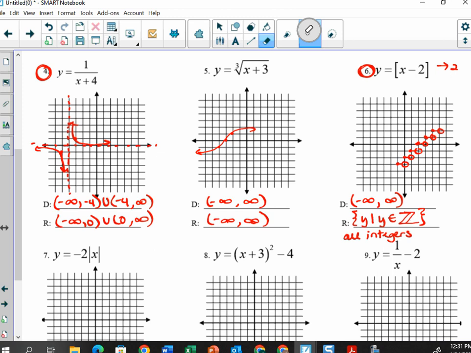Domain, negative infinity to -4, -4 to infinity. Range, you're skipping over 0. So negative infinity to 0, 0 to infinity. Yeah. So guys, 6, that's just the step function shifted right 2. So it's not that hard to graph. You just move it over 2. The asymptotes on number 4? Yes. Yeah, they go too. Don't leave them behind. Otherwise, you then have an asymptote and your graph going straight through.